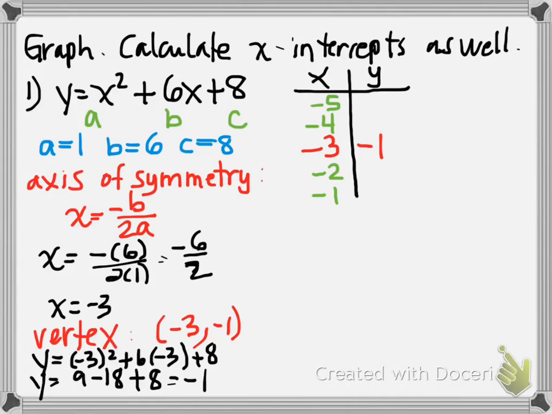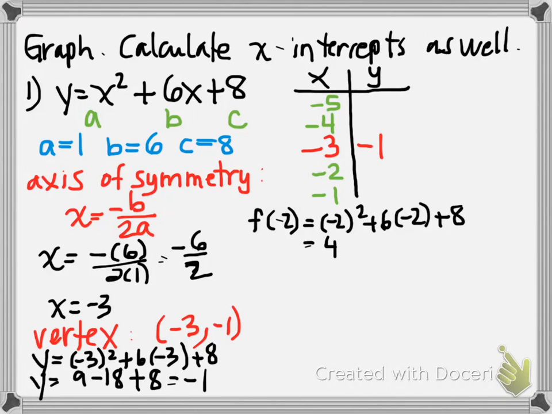Now to calculate the y's, I'm going to go ahead and plug them back into the original equation. So the value of my function when I have negative 2 in for x gives me negative 2 squared plus 6 times negative 2 plus 8.